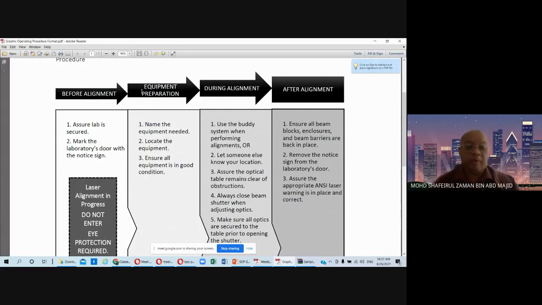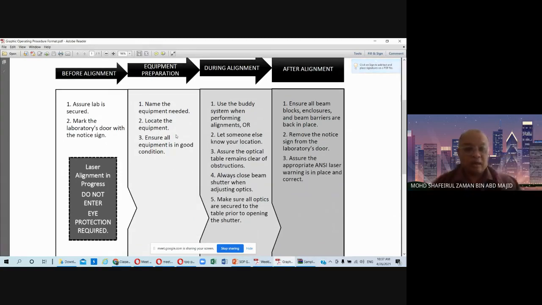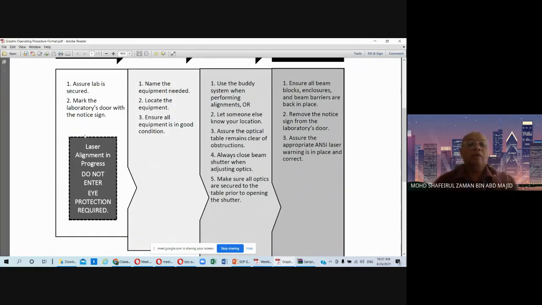Equipment preparation, during alignment, and then after alignment. So what are the tasks for each of the components here? Let's say before alignment, you have two tasks listed there: ensure the lab is secured and mark the laboratory's door with the notice sign. So you are going to write it like this, and you are going to put the image or the picture or the illustration that can somehow tell people this is what you are preparing for.